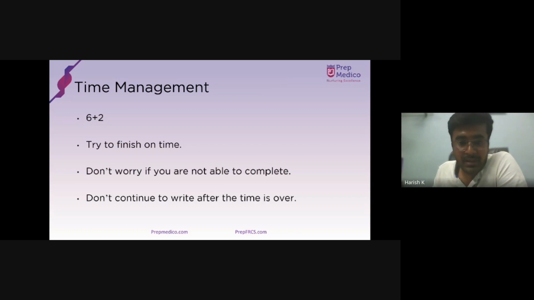Don't keep writing even after the bell has rung and before they ask you to go. It shows you're not a doctor. So just be alert, write as many prescriptions and as many drugs as possible. Try to complete it, but if you're not completing, don't worry. You can move forward to the next scenario.